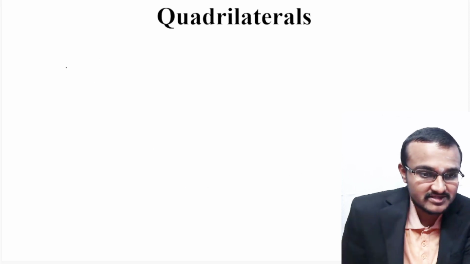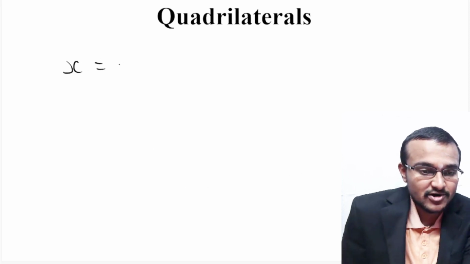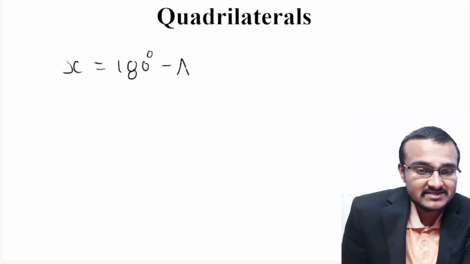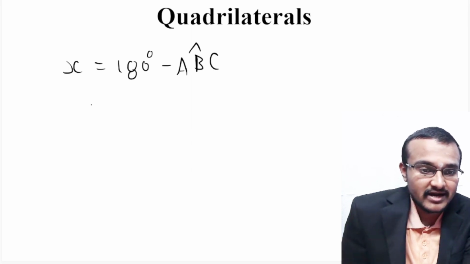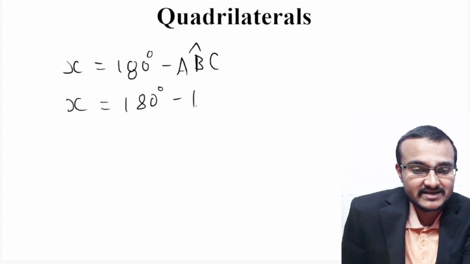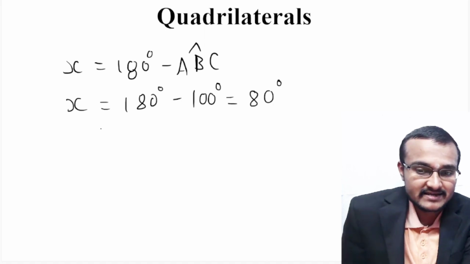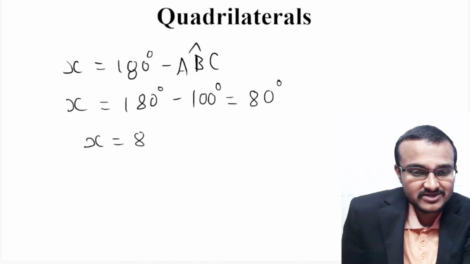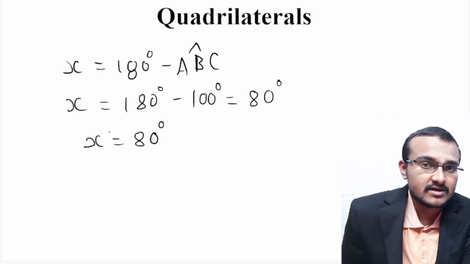Now let us solve this. We will take ABC to the right hand side, so it will be 180 degrees minus ABC. Now let us subtract: ABC is 100 degrees, so 180 degrees minus 100 degrees gives you 80 degrees. So the value of x is equal to 80 degrees.